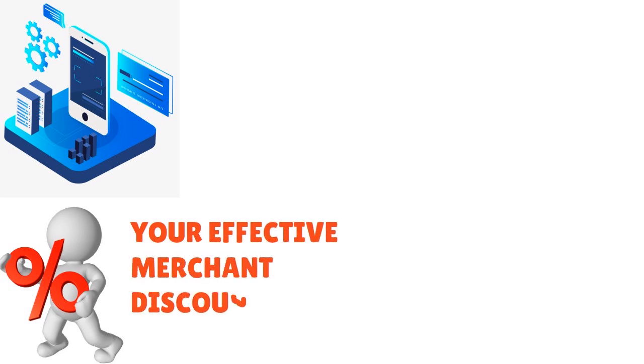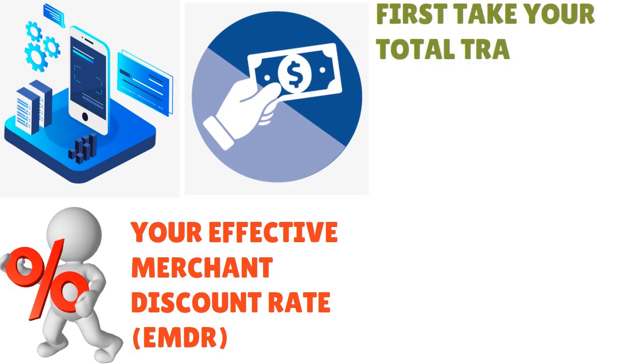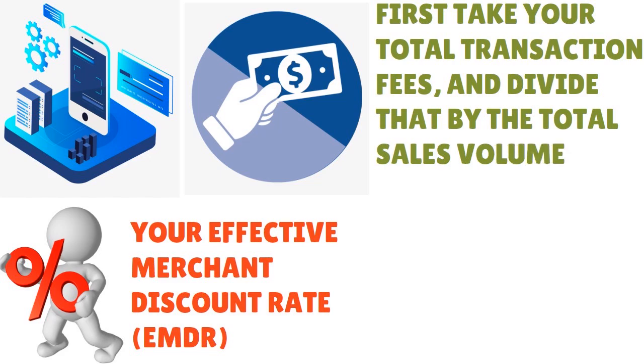Some processors will call this your effective merchant discount rate, EMDR. If it's not listed, or you want to know how much you are paying in processing fees, first take your total transaction fees and divide that by the total sales volume.